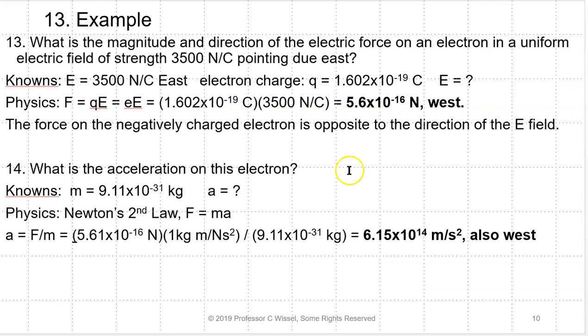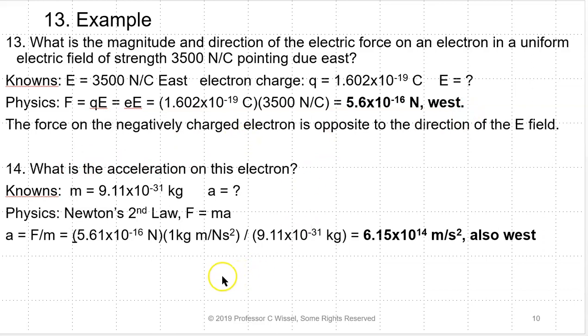What's the electric force? The physics of this is F equals QE, or 1.602 times 10 to the minus 19 coulombs, times the electric field strength of 3,500 newtons per coulomb, and that will be 5.6 times 10 to the minus 16 newtons west.